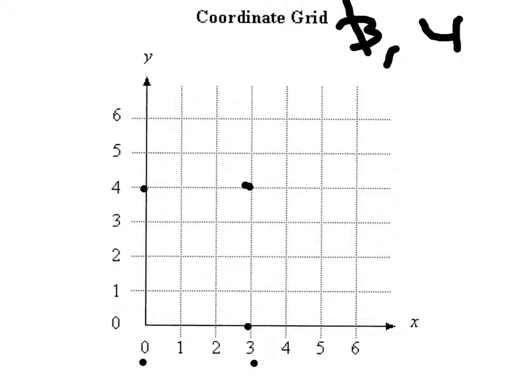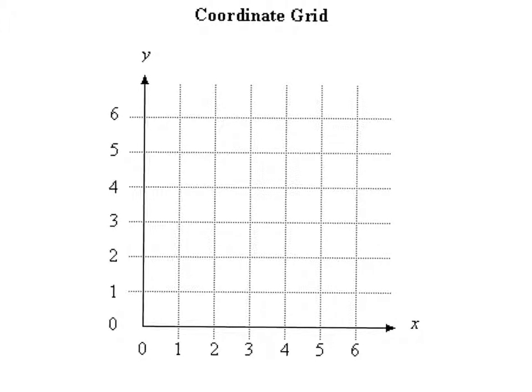Let's do another example. Let's do 6 and 2. Now 6 will go on x-axis again. 2 will go on y-axis. Let's put a point on 6, put a point on 2. When they meet, they should meet right about here. Okay.